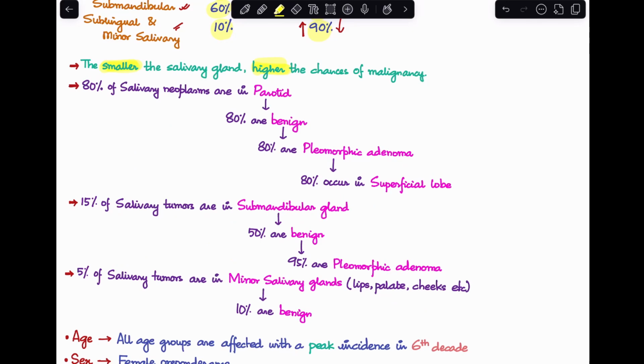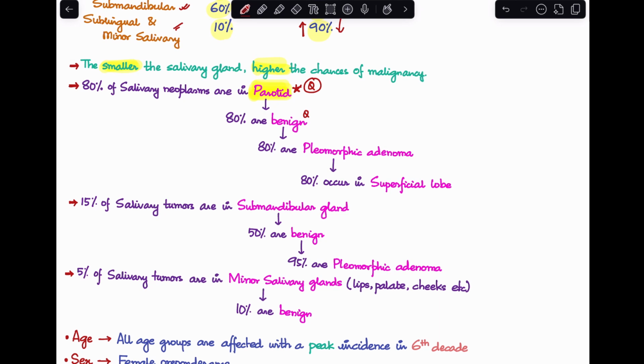Next, let's talk about the different salivary glands and what percentage of all salivary gland tumors is seen in each of these glands. As I mentioned before, the most common gland to be involved in cases of tumor is the parotid gland. 80% of all salivary neoplasms involve the parotid gland. This is again an important MCQ question. Out of these neoplasms, 80% are benign.